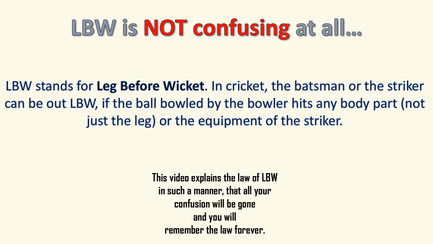Leg before wicket, or LBW. In cricket, a batsman or a striker can be out LBW if the ball hits any part, not just the leg, of the batsman or any of his equipment other than the gloves and the bat. So let's see what is LBW. But before we do that, we have to understand a few important terms.